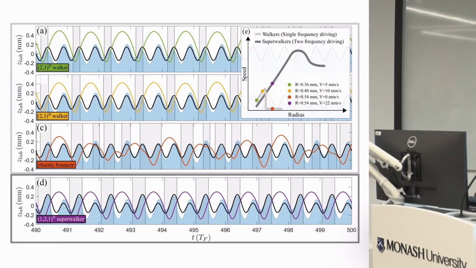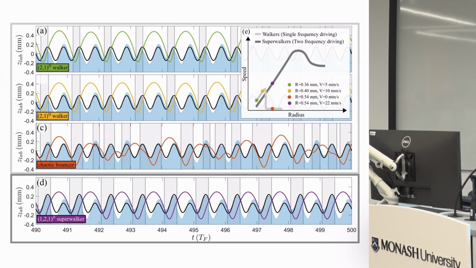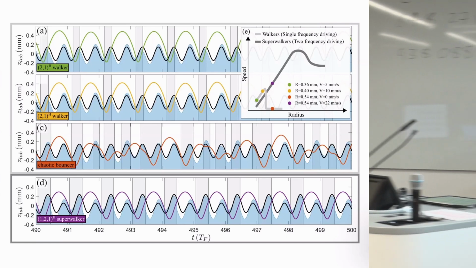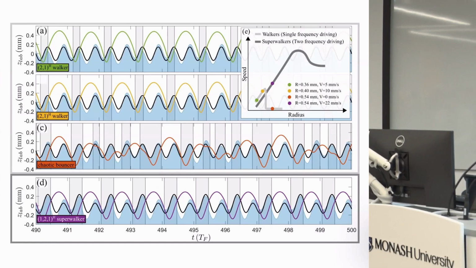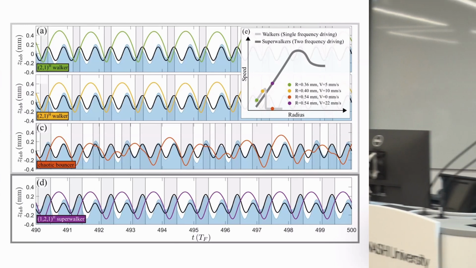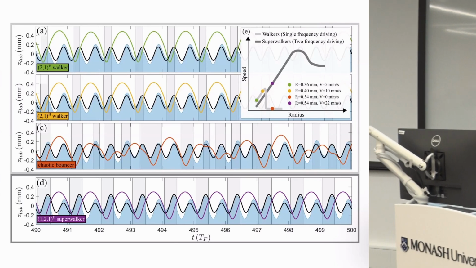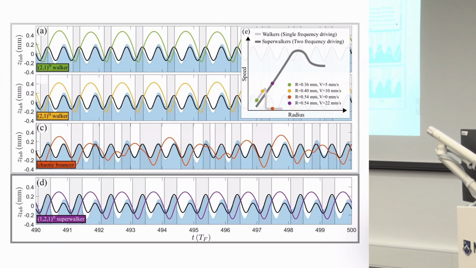If we add the second frequency in though, what happens is that the bath motion is now asymmetric. So we have one very large up and down motion and one quite small one. And this enables a droplet of the same size as this one to now get over the intermediate hump. And so it's now able to get into this nice one bounce for every two up-down motions of the bath and walk at a very fast speed.